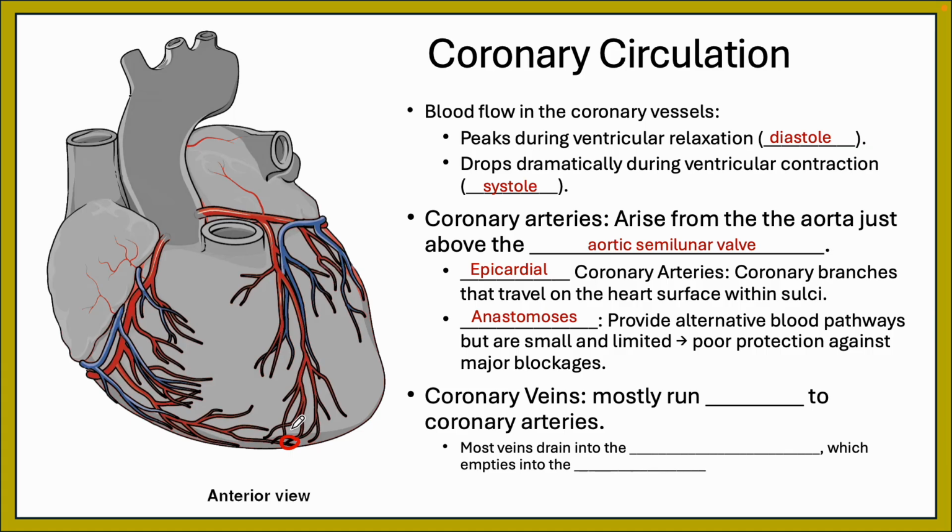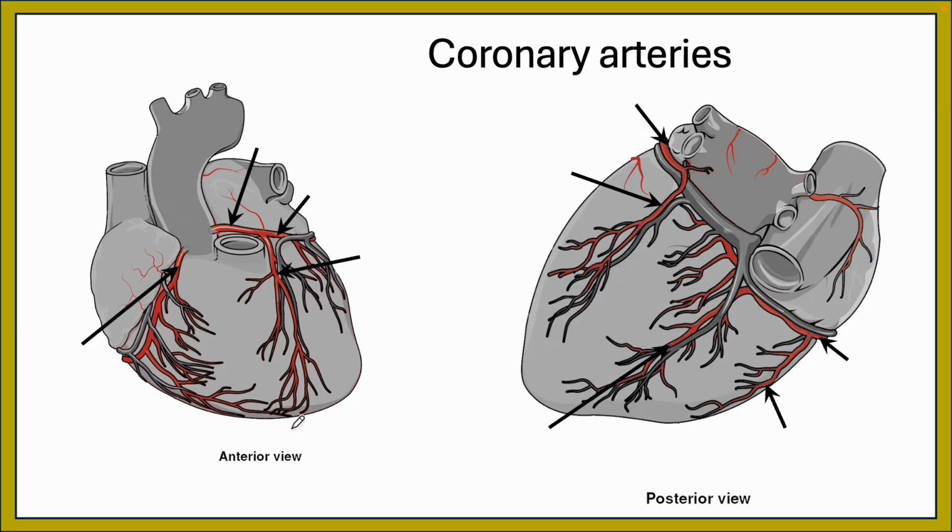Coronary veins are going to run mostly parallel to the coronary arteries. Most of them are going to empty into the coronary sinus, which you find on the posterior side of the heart, which is going to empty into the right atrium.